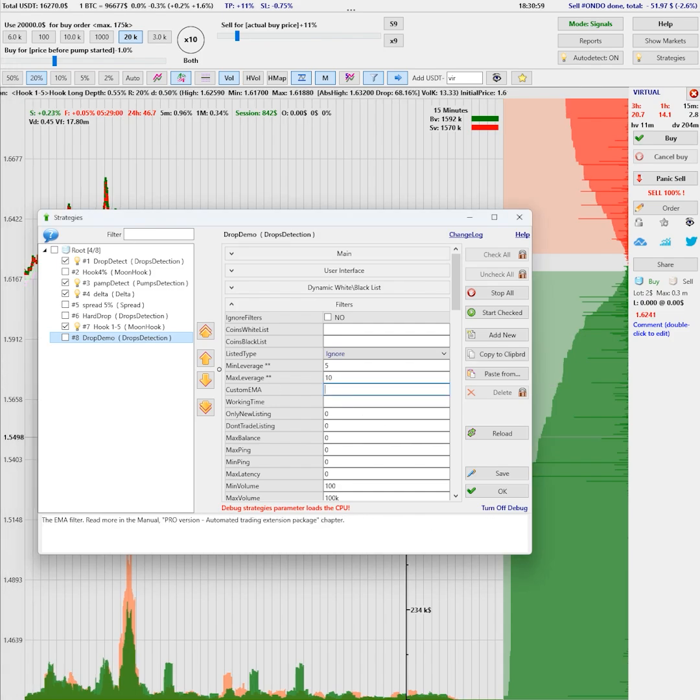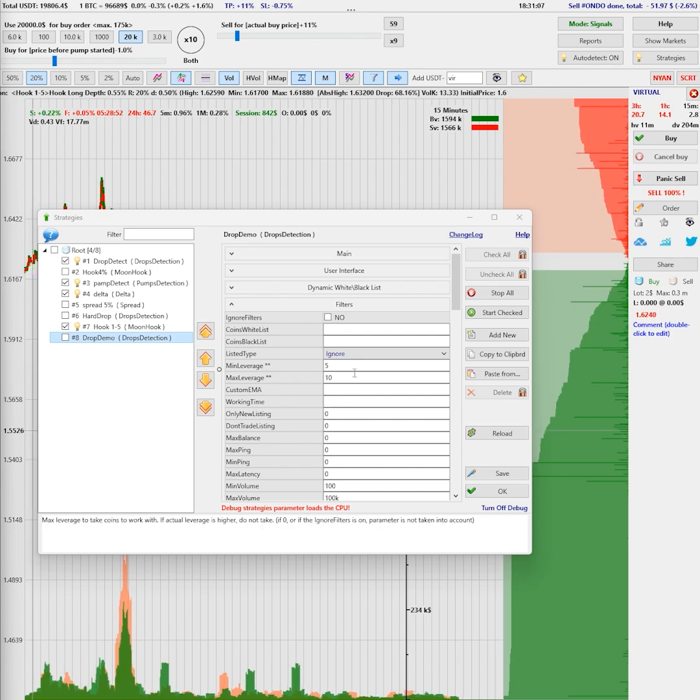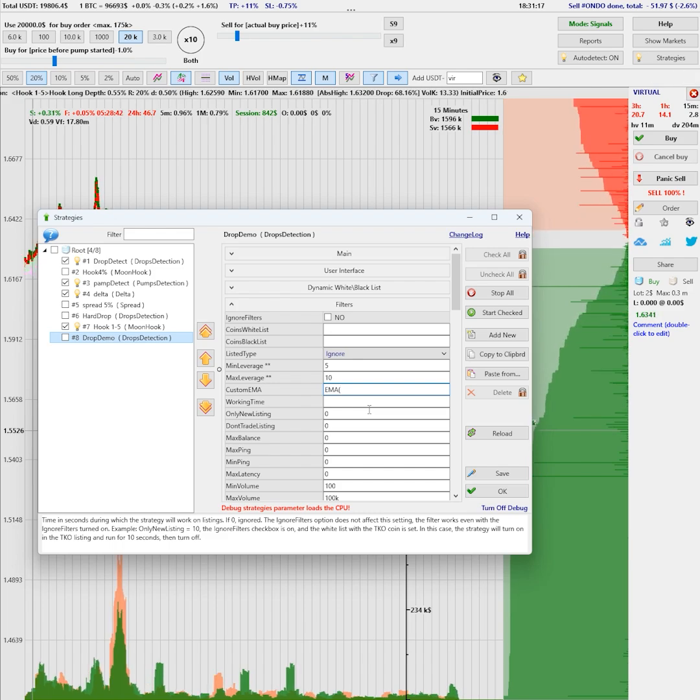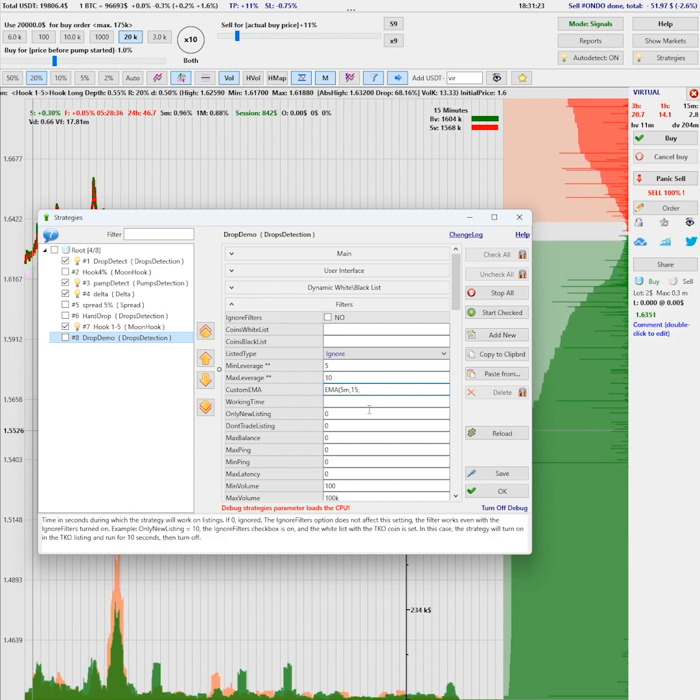Custom EMA. This one is pretty interesting, I should say. The reason why it's interesting is that you can set different custom rules. So for example, let's do EMA. What should I do? EMA 5M, 15M.